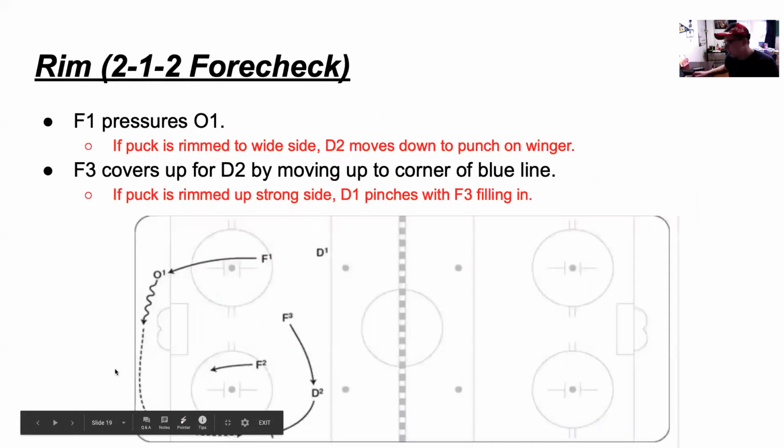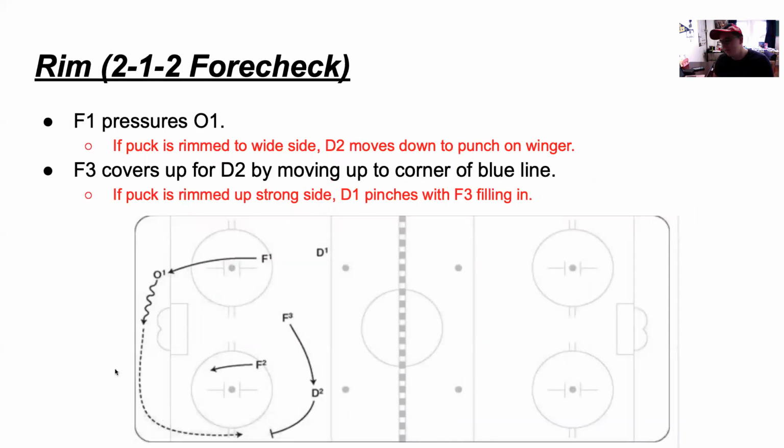The rim. So F1 pressures O1, and if the puck is rimmed to the wide side, D2 moves down to the pinch on the winger. Or it should be pinch. It's not punch. F3 covers up for D2 by moving up to the corner of the blue line, and if the puck is rimmed up the strong side, D1 pinches with F3 filling in.